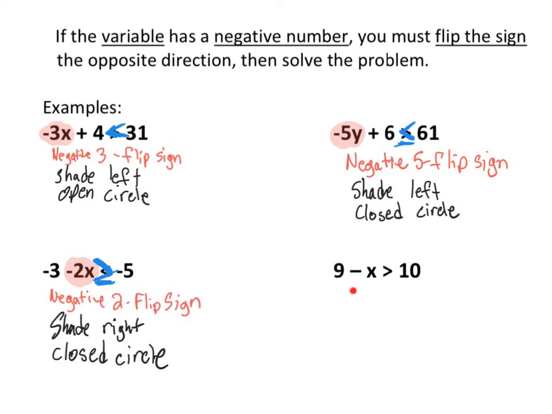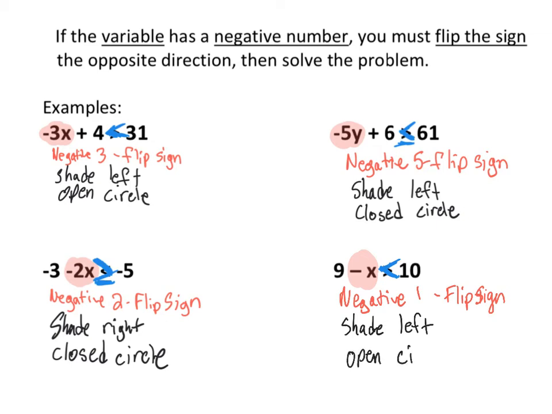Now our last example, 9 minus x is greater than 10. So we look at the number with the variable, which is a negative 1, even though it doesn't show it there. Negative x still means negative 1x. So there we have a negative 1, which means we flip the sign. So we have to flip it the opposite direction. Now we are going to shade to the left, and it would be an open circle, meaning not filled in, because it is not equal to.